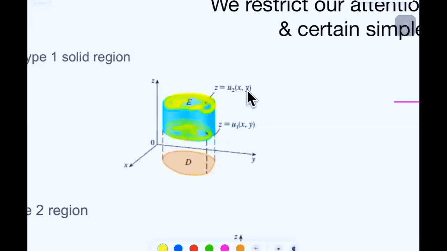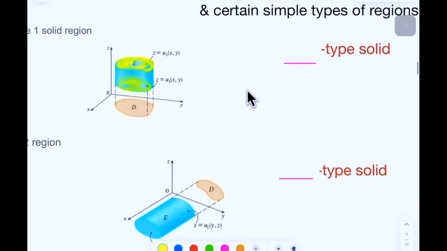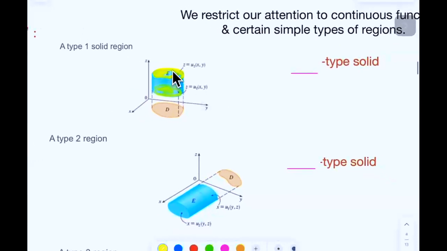Then the D here is bounded by these two surfaces. A lot of times people ask, is it a type 1, type 2, type 3? So I make it a simple name for you to remember. I'm going to call this a D type solid. The D is bounded below and above by surfaces, like that.